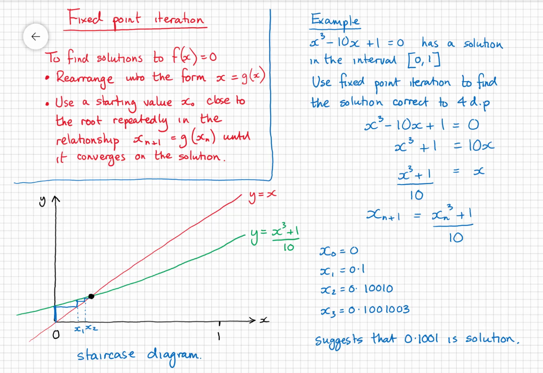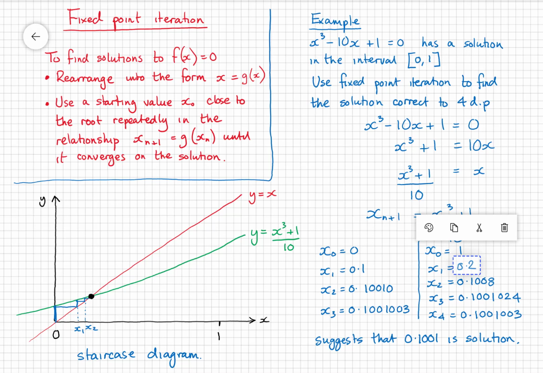If we now try it using a starting value of 1, so x0 is equal to 1, x1 is equal to 0.2, x2 is 0.1008 (it would have a 0 afterwards), x3 is 0.10010024, and then finally x4 is 0.10010003, which agrees with what we found before, that 0.1001 is the solution. And again, we can think about that graphically.